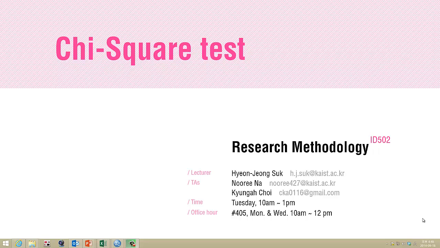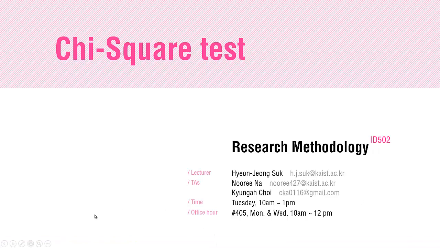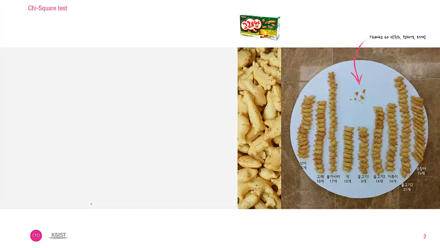The chi-square test is probably the most commonly used non-parametric test. In non-parametric tests, we do not assume that data are normally distributed. Therefore, differently from the parametric tests, we don't need to check the normality of the data before we perform the chi-square test. The chi-square test is used when we want to compare categorical or nominal data.